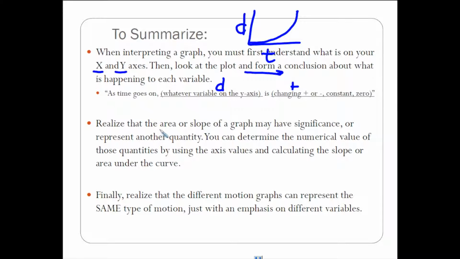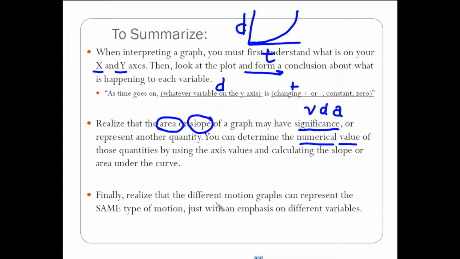You should also realize that the area under the curve, or the slope of the curve itself, may have significance. It could represent velocity, it could represent displacement, it could represent acceleration, but you need to use your brain to see if the slope or the area has significance itself, and use equations in your reference tables to make that determination. You can get numerical values, actual values for data, for those quantities by using the axis values that are labeled on the y and x axis, and then calculating the slope or calculating the area under the curve.